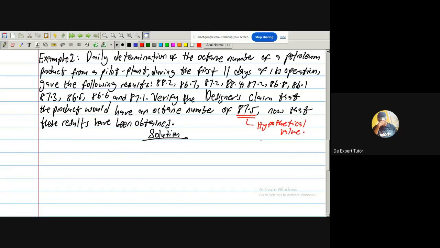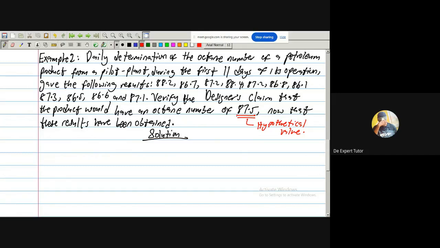Let me say, you are an engineer and you are observing the breaking strength of something. If you have a claim that the breaking strength is something Newton per meter, exactly, that will be the hypothetical value. So now that the results have been obtained, we want to verify the claim that this product will have an octane number of this. Now, we are dealing with one sample. So, now pay attention. What do we do first?